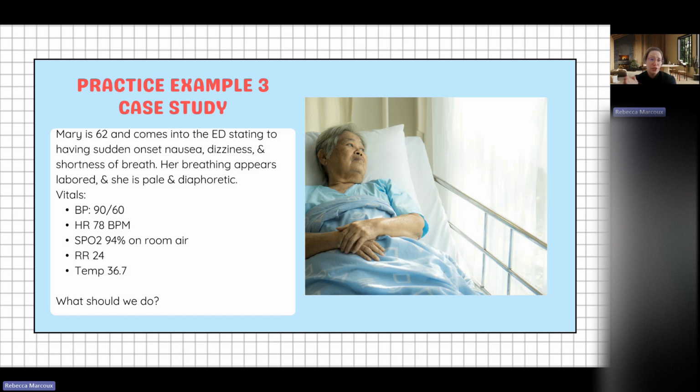So Mary is 62, and comes into the emergency department stating sudden onset nausea, dizziness, and shortness of breath. Her breathing appears labored and she is pale and diaphoretic. Vital signs: blood pressure 90 over 60, heart rate 78, SpO2 94%, respirations 24, temp is normal. What should we do for this patient?